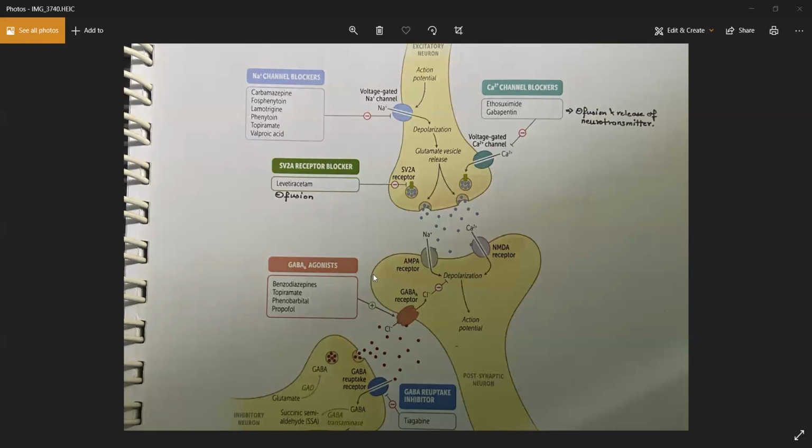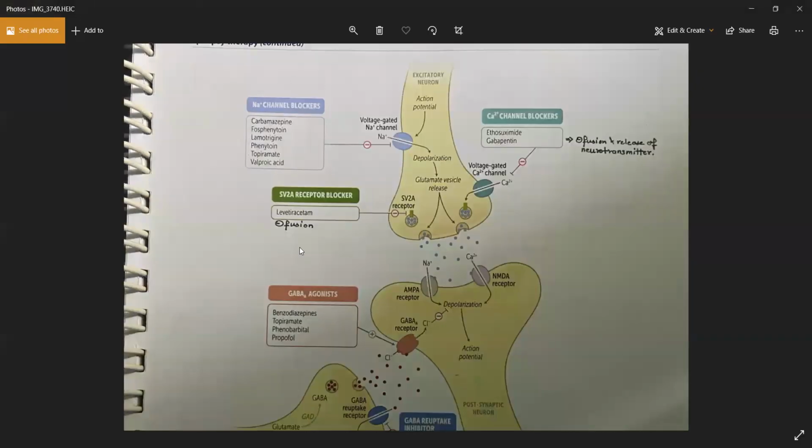So these are all the agents acting on the presynaptic neurons, and they ultimately inhibit the release of the neurotransmitters. Now, once the neurotransmitter is released, you need to inhibit the response of the postsynaptic neuron.